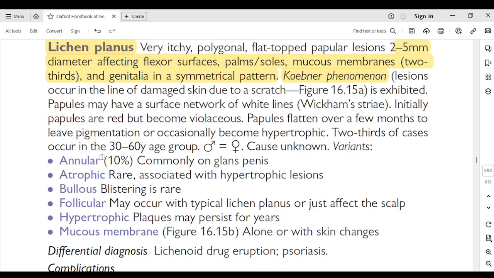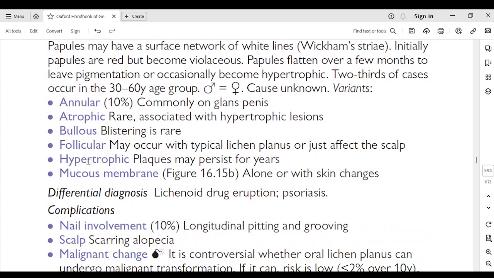Two thirds of the cases occur in the 30 to 60 years age group. Females and males have similar predisposition. Cause is unknown. So this is the typical age group of lichen planus.